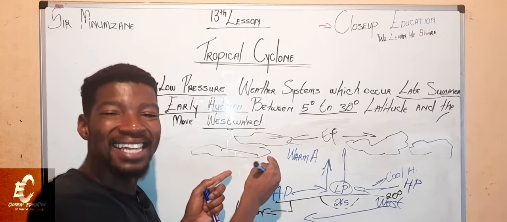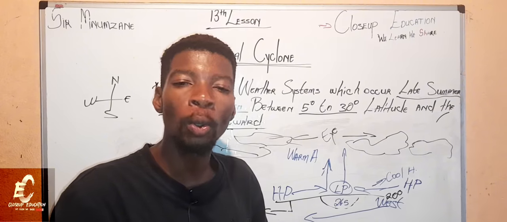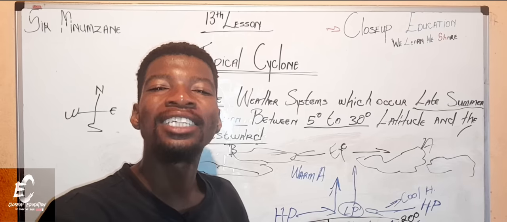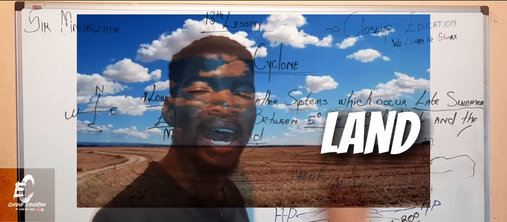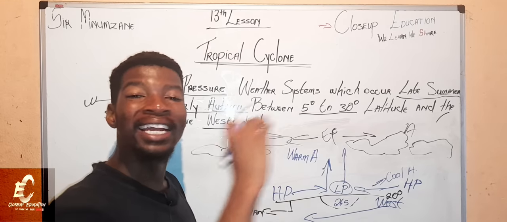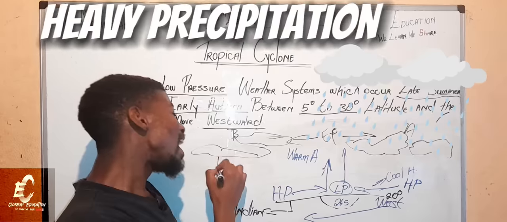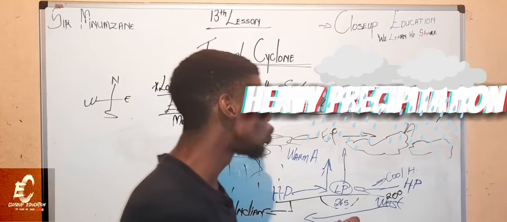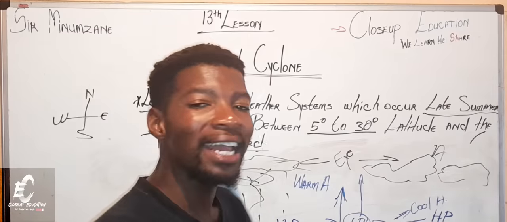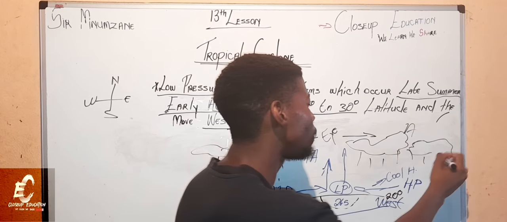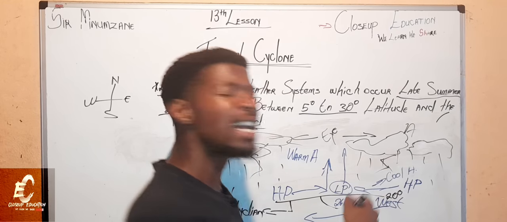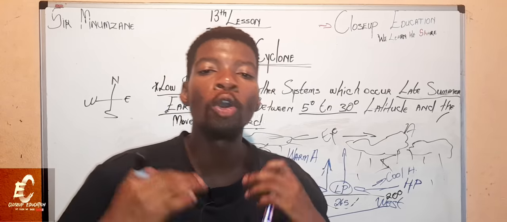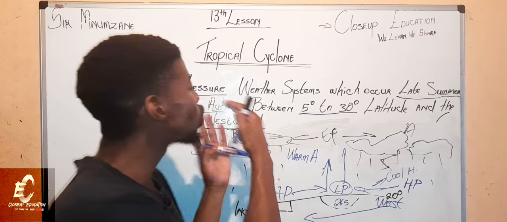But then on the sides of the tropical cyclone, here we are going to say this is before and this is after the tropical cyclone has passed by the land. Before it reaches the land, heavy precipitation occurs. Lightning and thunderstorms will occur. And even after it has passed by the land, heavy precipitation will occur, and thunderstorms will also be involved. All right, so now we know the weather conditions that are associated with a tropical cyclone.